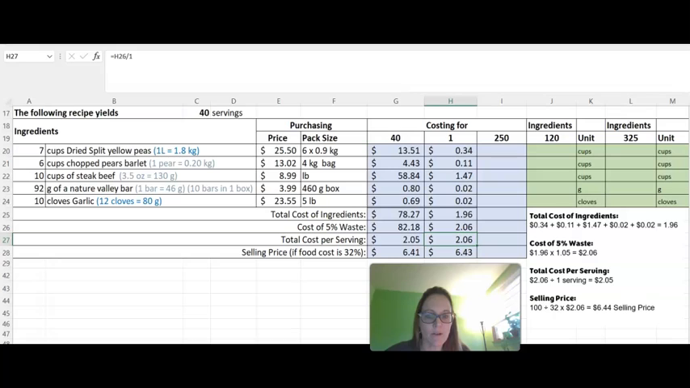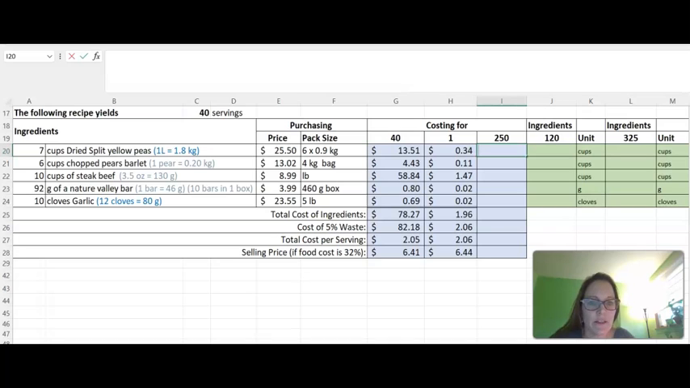So we're going to go back into our cost per serving, and we're going to add round up and open bracket. And then we're going to go to the end and add 2 decimal places, and we're going to close the bracket, and then we're going to press enter. And that will give us $6.44. So for our 250 servings, we're going to again incorporate our round function and our absolute cell referencing.